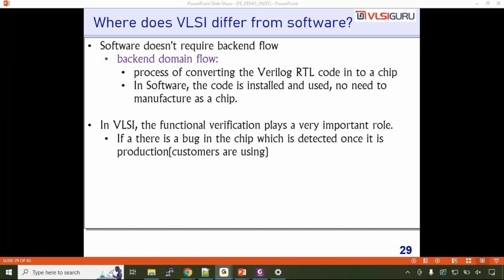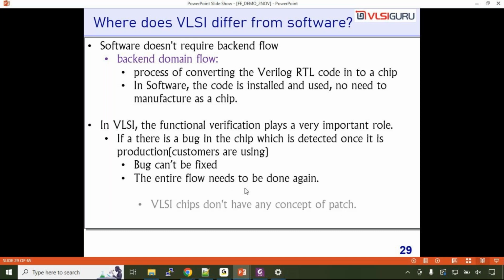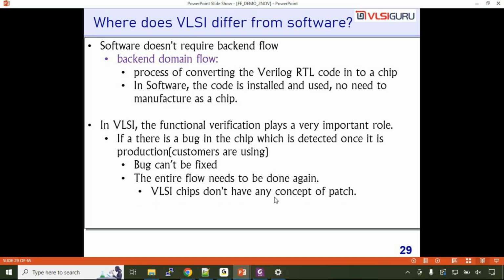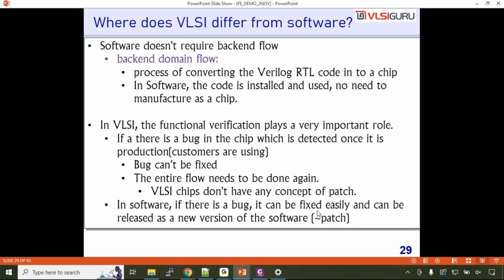It works or it doesn't work. It's binary. Hence, functional verification in VLSI is very important because you cannot afford to leave any bug. In software, you're okay because you can still release a patch. Bugs can't be fixed in hardware. The entire flow needs to be done again. VLSI chips don't have a concept of patch. In software, a bug can be fixed easily and released in a new version. You understand the similarities and where they differ?